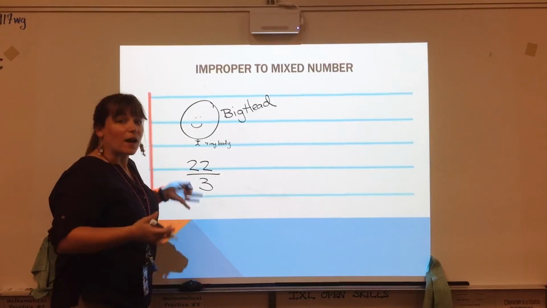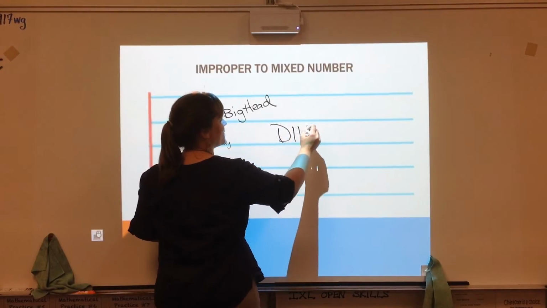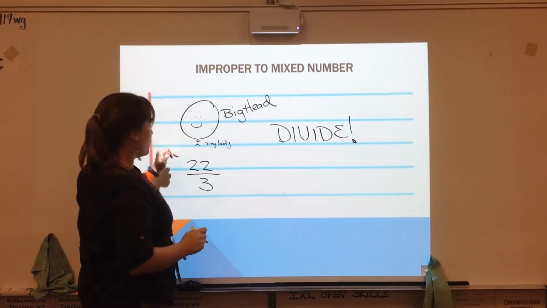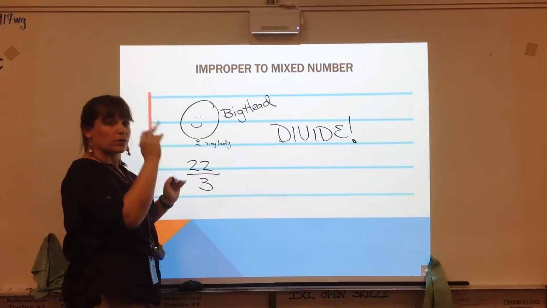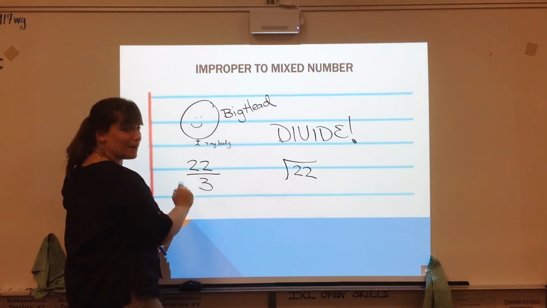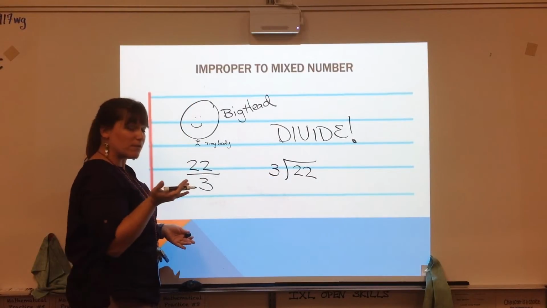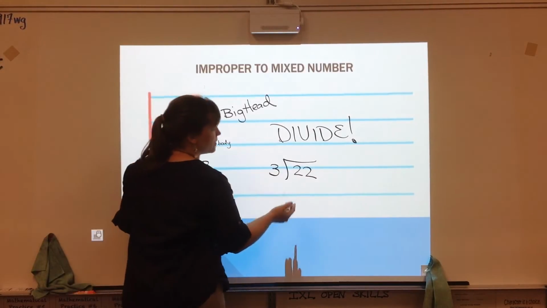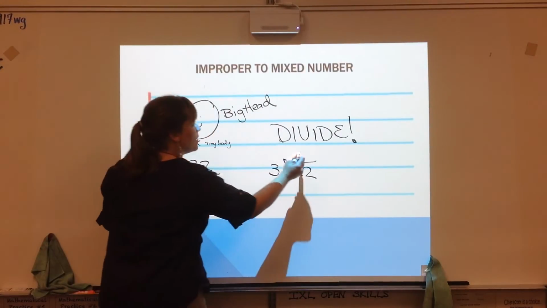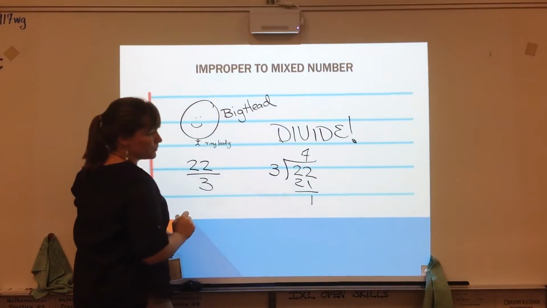In order to find out how many pizza pies we have, we divide to go into a mixed number. So the numerator goes inside the division. The denominator then will be on the outside. And then we just simply divide. So 3 times 6 is 18. 3 times 7, 21. That works. And we have 1 left over.